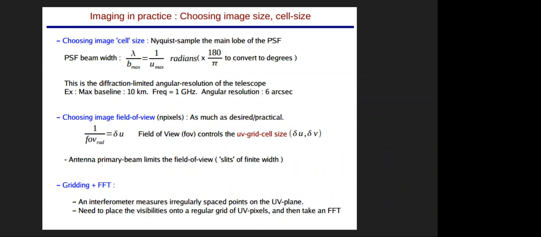And the next calculation you should make is the field of view. So your grid size should be inversely proportional to your field of view. The field of view is also very simple. It is proportional to lambda over D, where D is the dish diameter.